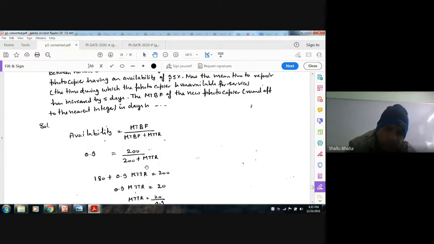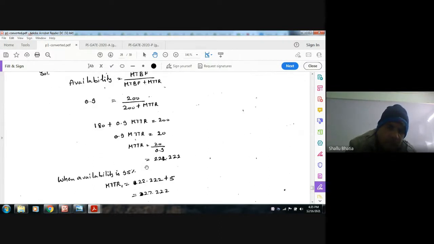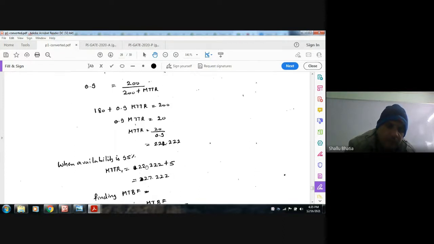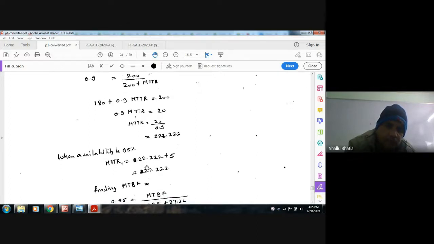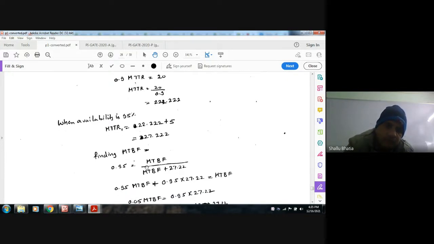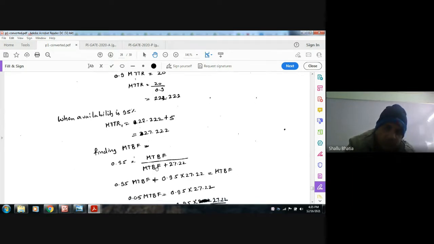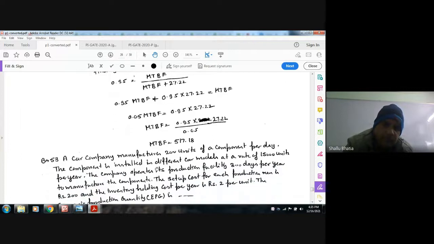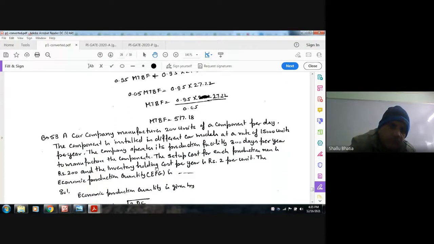So mean time to repair we can calculate. When the availability is 95%, we can have this MTTR equal to 27.22. Then again by putting in this equation we can find out mean time between failure. So the answer is 517.1.